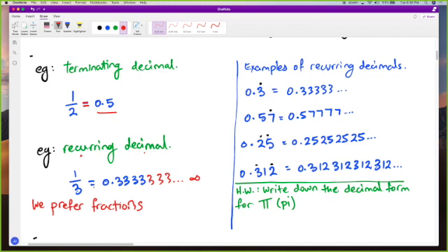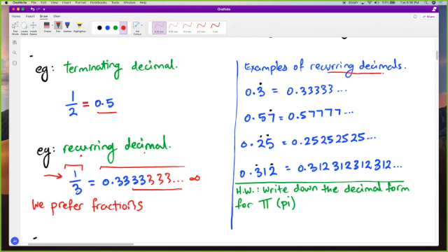Right? So we prefer fractions simply because 1/3 is a more exact answer than 0.3333333. We could never know exactly what this is, but you do know exactly what a 1/3 of a pizza is. So a fraction is always the more exact answer.